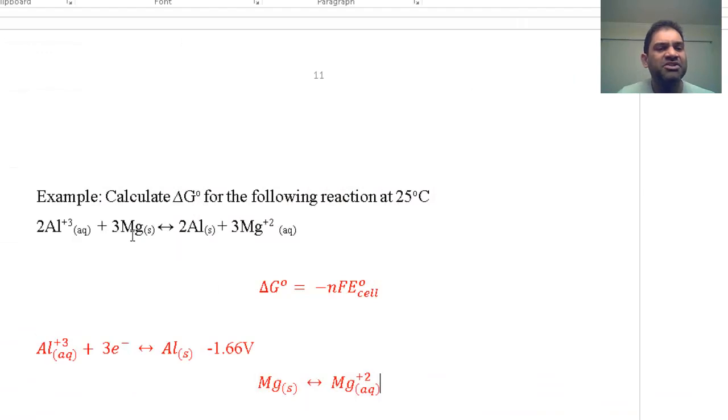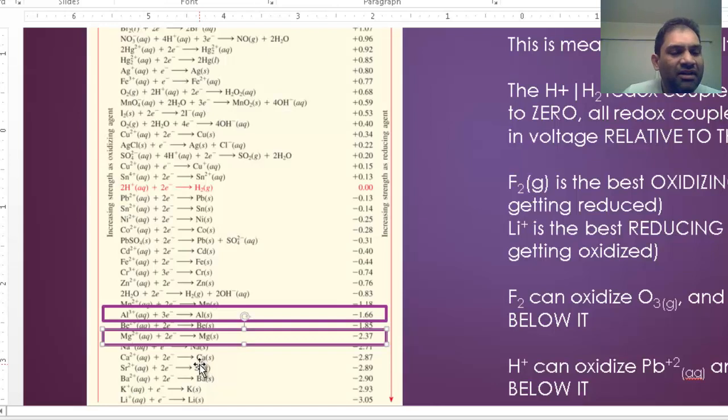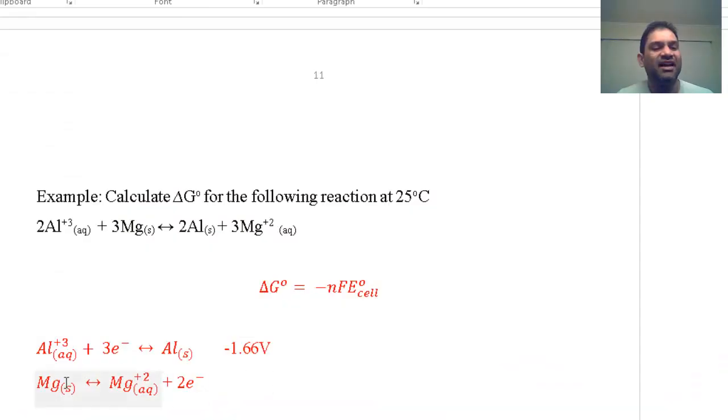In this half reaction of Mg going to Mg plus 2, I'll put 2 electrons on my product side to cancel out the charge and neutralize it. So this will be 2e minus on the product side. In the standard reduction table, it's minus 2.37 volts. But in this problem, it is an oxidation reaction, so I flipped it according to the nature of the problem. Since this is an oxidation reaction, we flip the sign from the table: positive 2.37 volts.